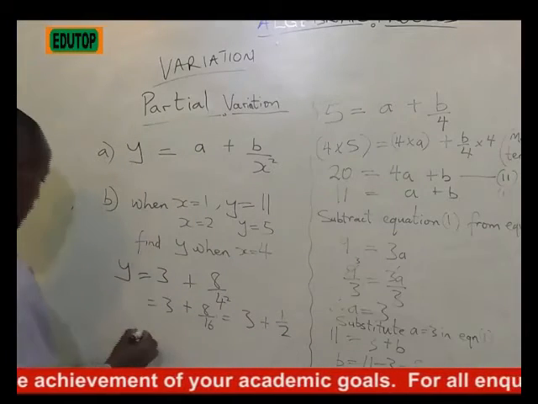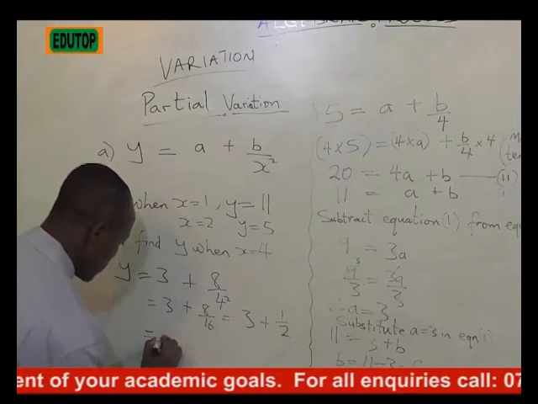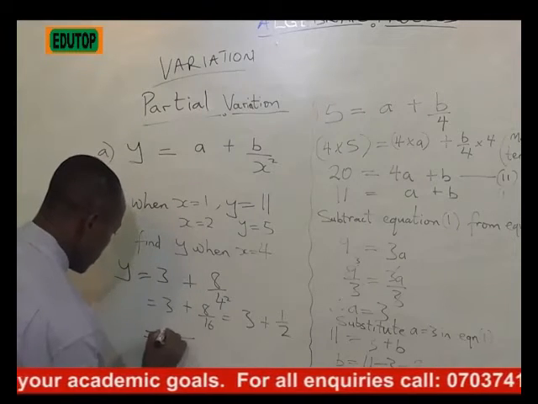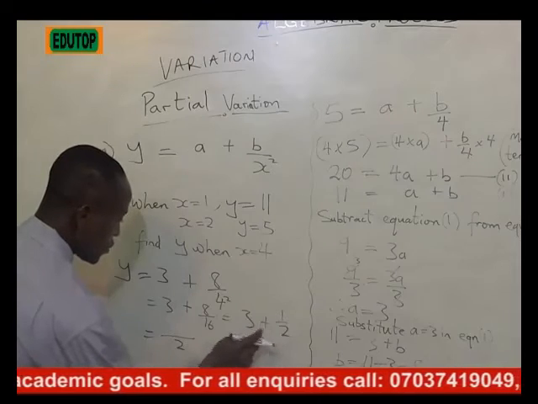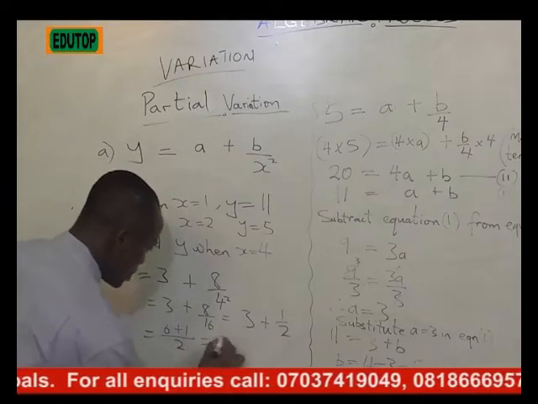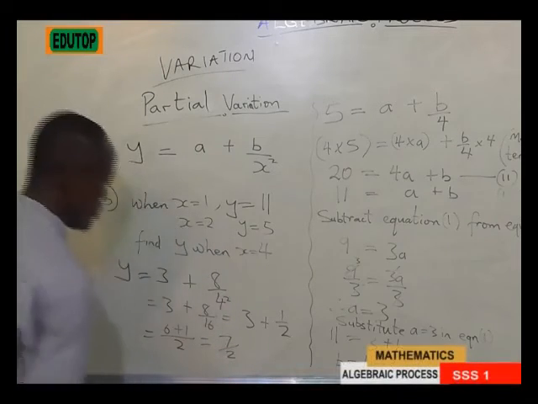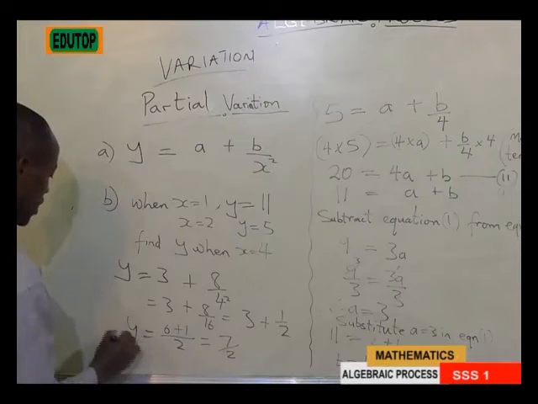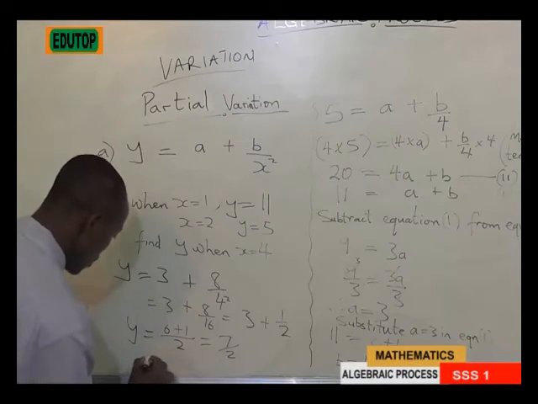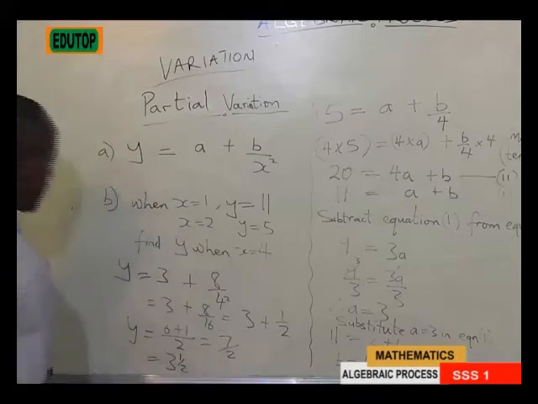Which is equal to 3 plus a half. Which is the same thing as, our LCM is 2, that will be 2 times 3, that's 6, plus 1, which is equal to 7 over 2. So our y is 7 over 2 or 3 and a half.